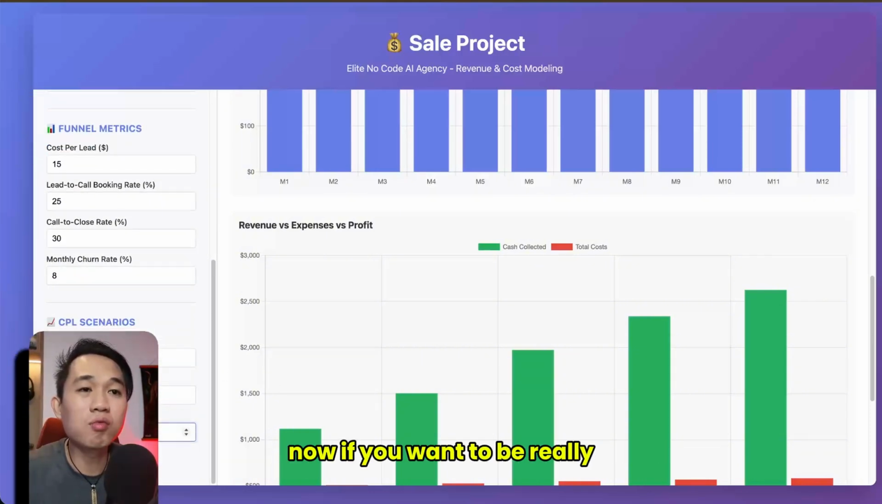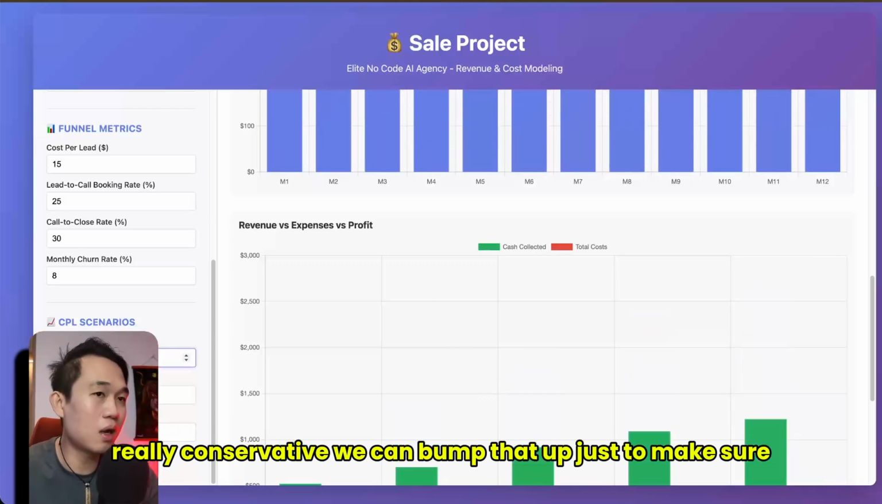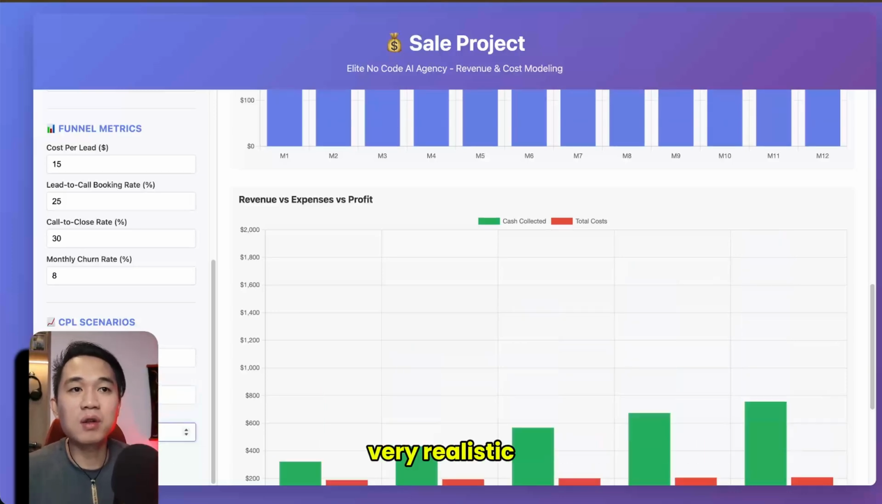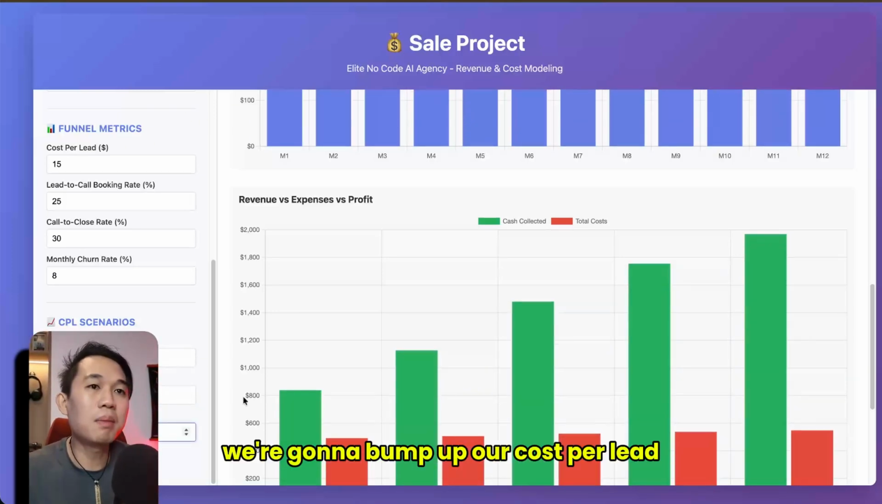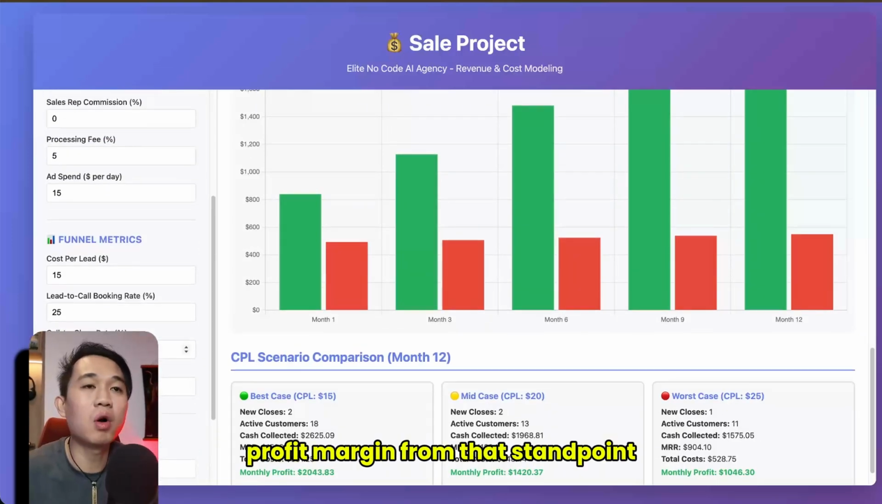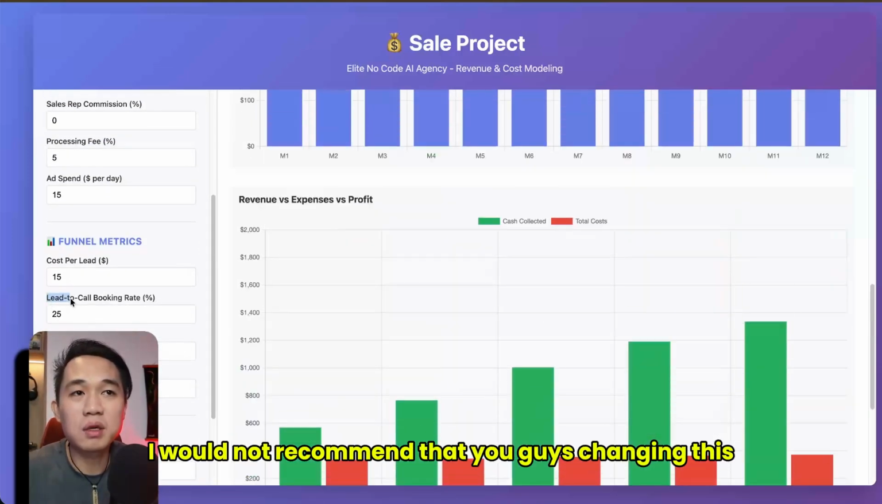If you want to be really, really conservative, we can bump that up just to make sure our projections stay very conservative and very realistic. We're going to bump up our cost per lead, and we're going to look at profit margin from that standpoint. From cost per lead, I would not recommend that you change this.